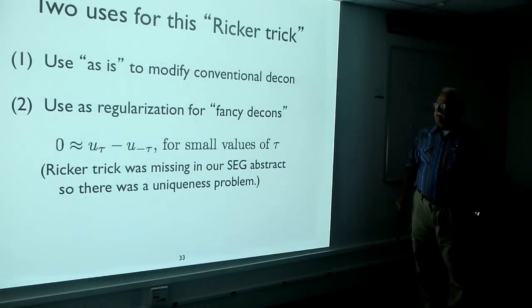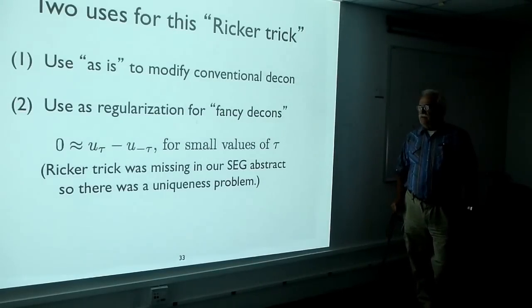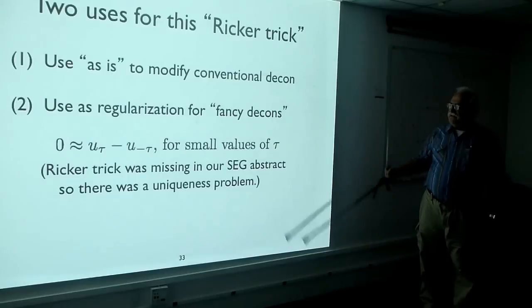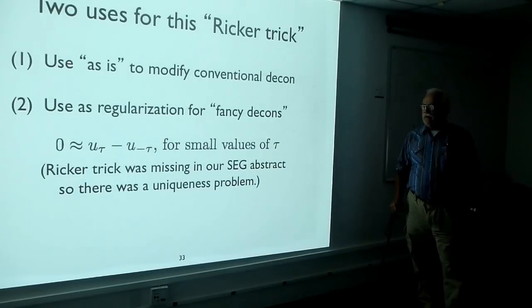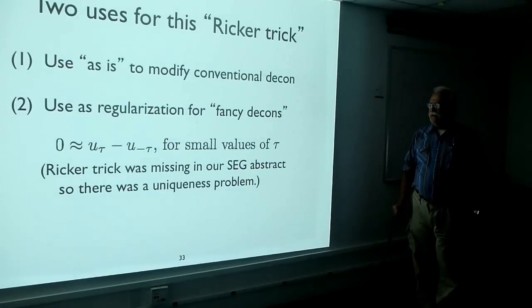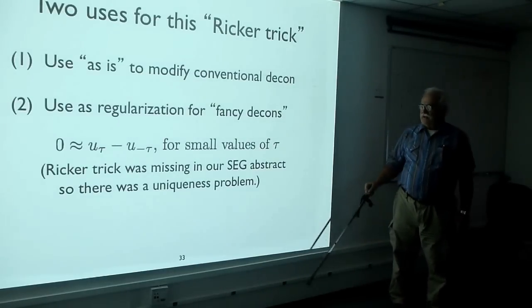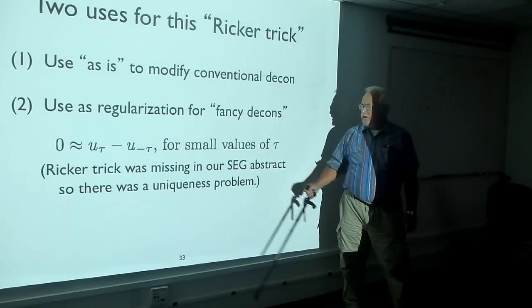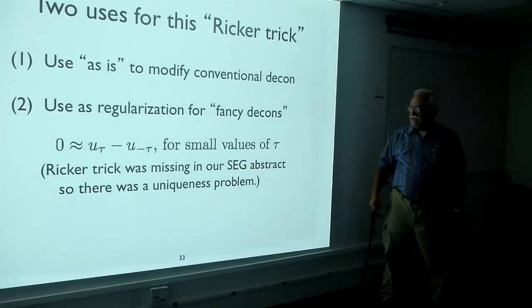So there's two uses for this new trick. I'm going to call it the rigor trick. We can use it as is, just as I've described, to modify conventional deconvolution. Or we can use it in fancy deconvolutions, like the one that my abstract tells you about. Deconvolutions which need a regularization. I had a uniqueness problem that's described in the abstract, and I needed a regularization. And I did not have it at the time I wrote that abstract. So I figured out the regularization. This is the regularization. Just make the odd part a little bit small for lag values less than 60 mils.